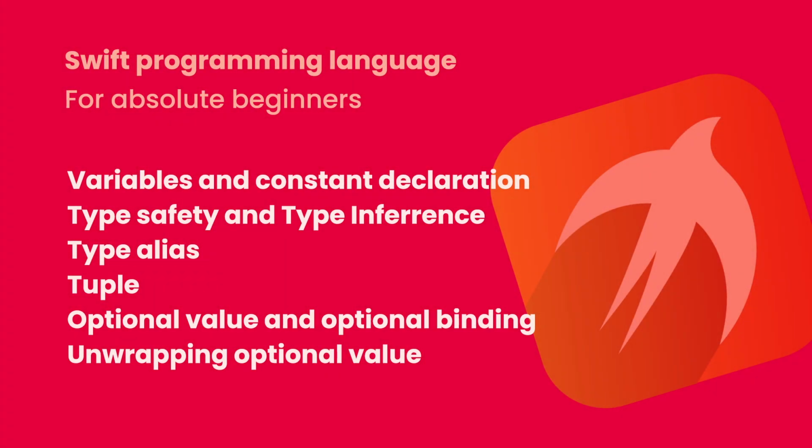Hello guys, welcome to part one of the Swift programming language for absolute beginners series. In this series, we will be looking at variables, constants, and their uses. We also consider type safety, type inference, type alias, and we also see how we can define tuples, optional values, and optional binding. Now let's get into Xcode to get started.